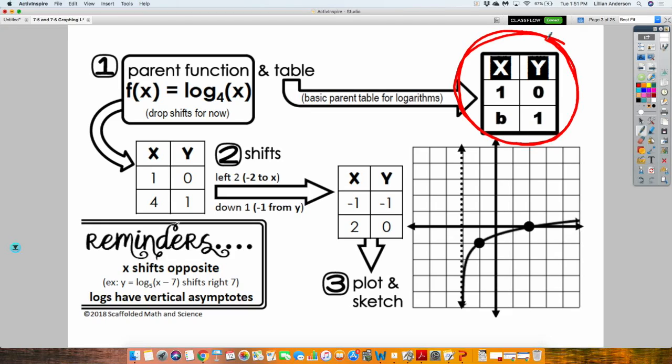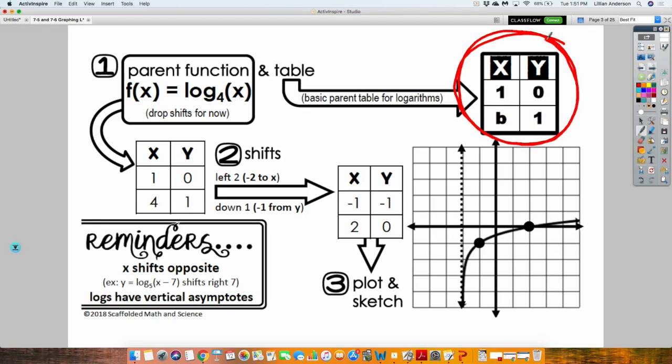Okay? All logarithmic functions are going to have a vertical asymptote, just like how an exponential function would have a horizontal asymptote. Okay? Questions on graphing logarithmic equations? 3 steps. Table, shift, plot.